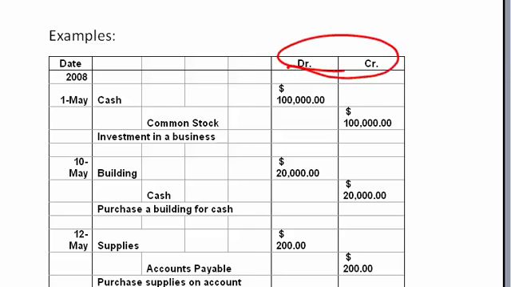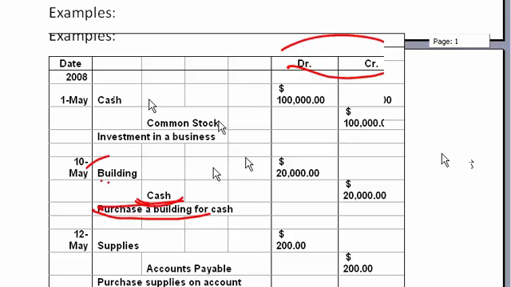Then if we were going to go out here and purchase a building, then we would debit the building and credit cash.